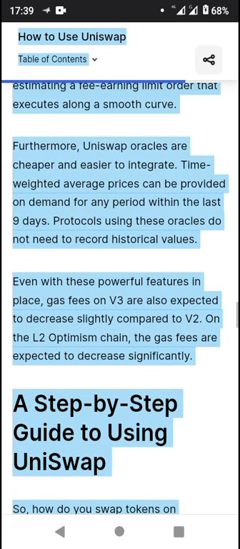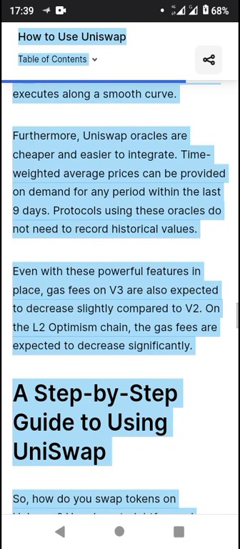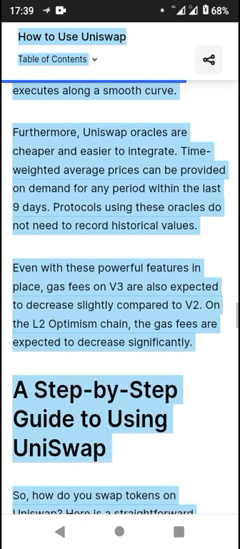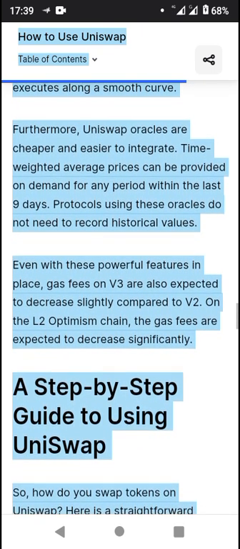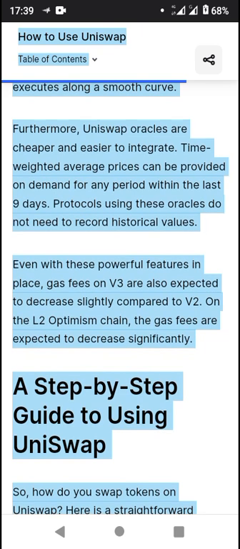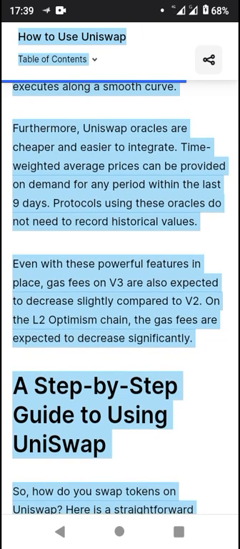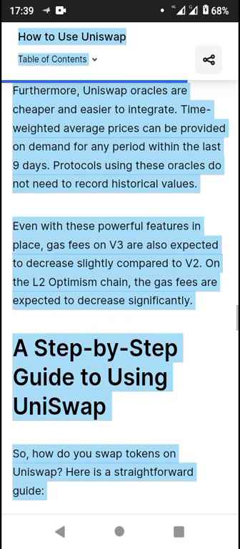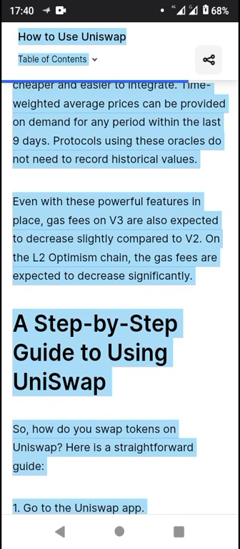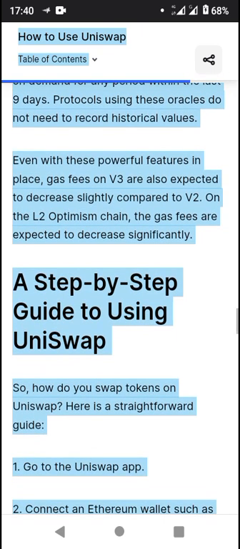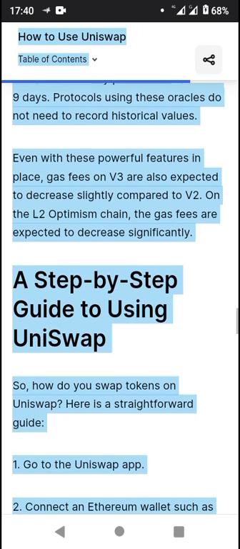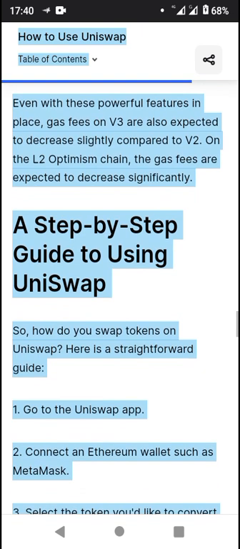Furthermore, Uniswap oracles are cheaper and easier to integrate. Time-weighted average prices can be provided on demand for any period within the last 9 days. So protocols using these oracles do not need to record historical values. Even with these powerful features in place, gas fees on V3 are expected to decrease slightly compared to V2. On the L2 Optimism chain, the gas fees are expected to decrease significantly.